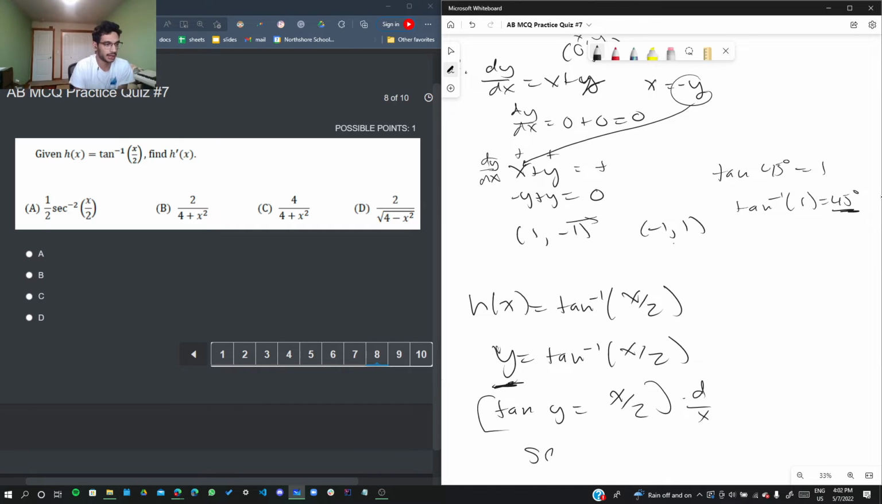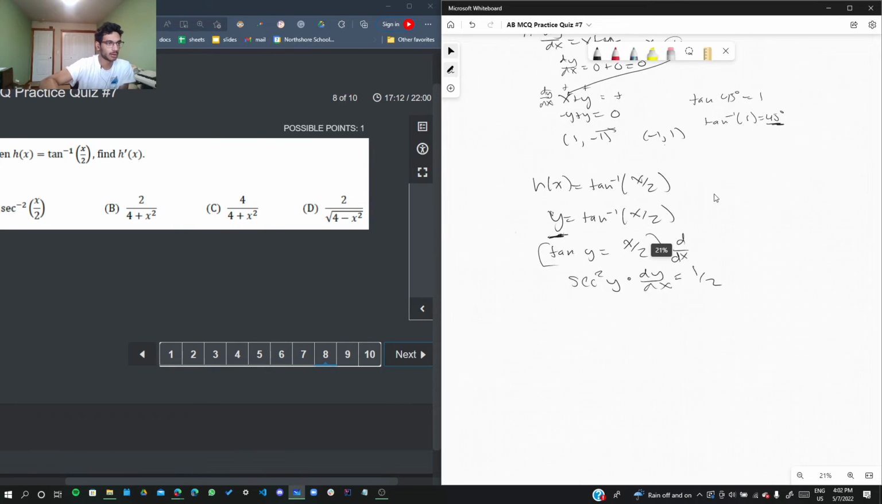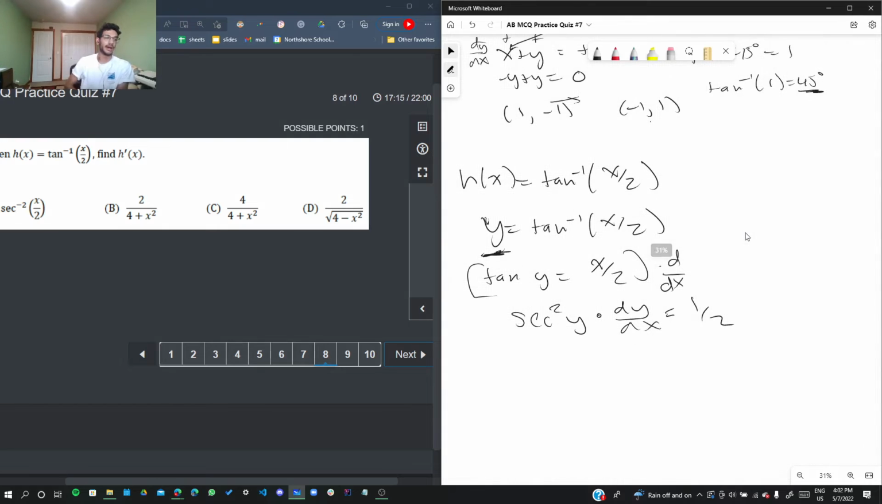So then here we have secant squared y times dy dx, because the derivative of tangent is secant squared. Remember we're taking the derivative with respect to x, so for y you have dy dx. Then over here you just have 1/2. Okay, we need to speed up. So if you isolate dy dx, the derivative, which is h prime of x, it is just 1/2 over 1 over secant squared.